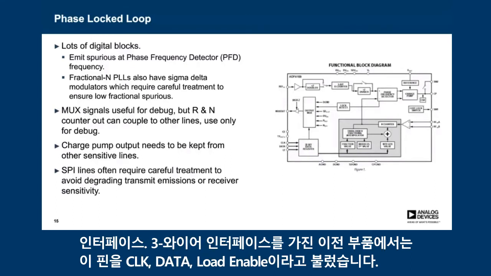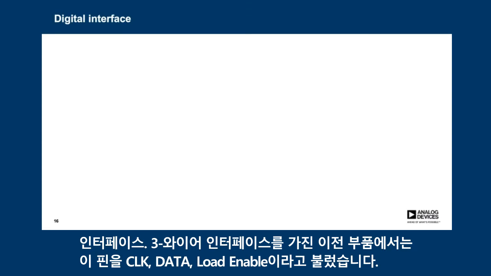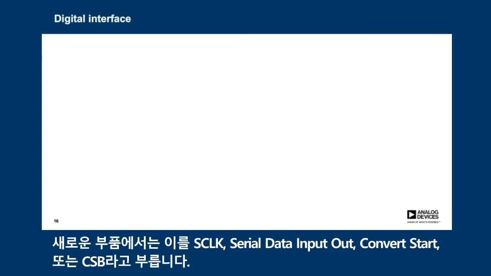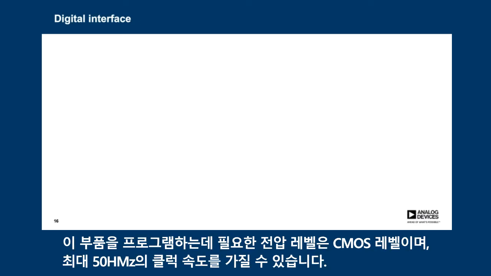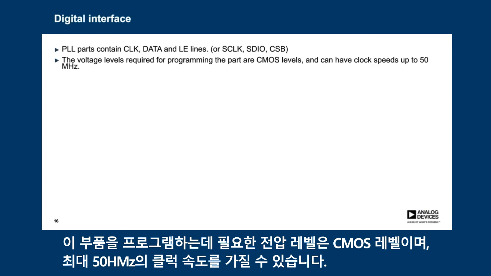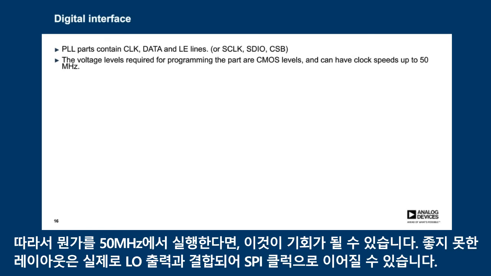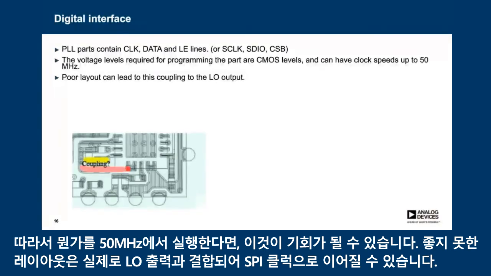On the previous parts with a 3-wire interface, we call these pins clock, data, and load enable. On newer parts, we call them SCLK, serial data input/output, and chip select, or CSB. The voltage levels required for programming the part are CMOS levels and can have clock speeds up to 50 megahertz. If something's running at 50 megahertz, chances are it can couple in, and poor layout can lead to this SPI clock actually coupling to the LO output.